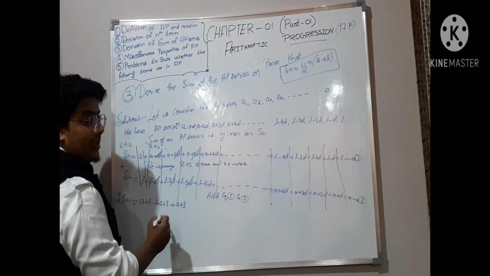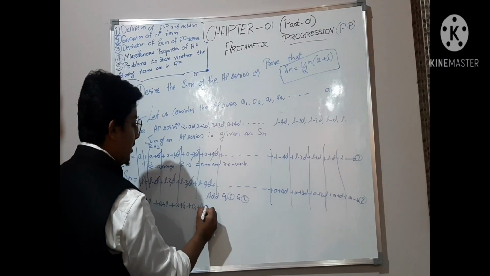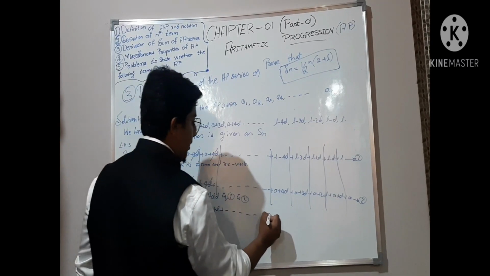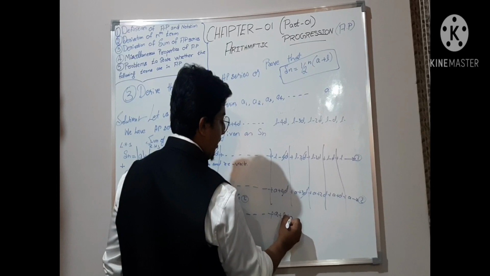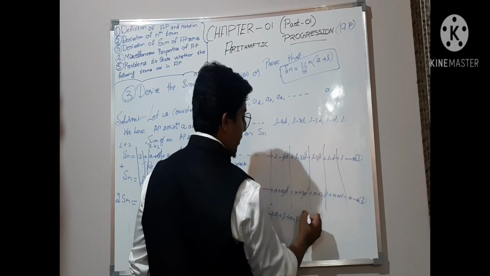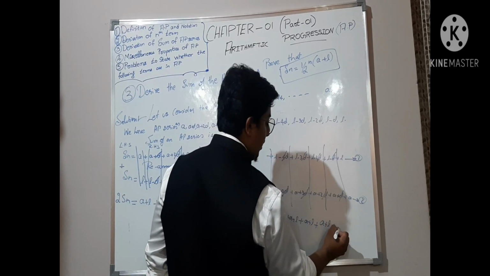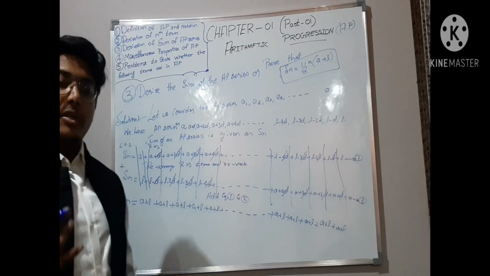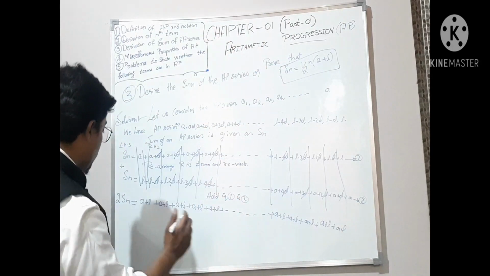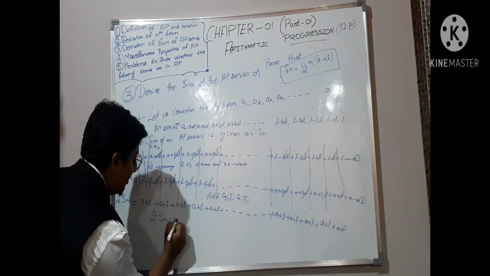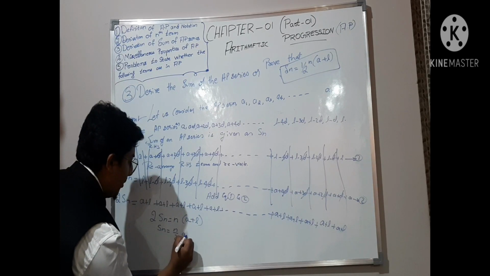Plus 3D minus 3D get cancelled. We have A plus L. Plus 4D minus 4D get cancelled. We have A plus L. Similarly, here we have minus 4D plus 4D, A plus L. Minus 3D plus 3D, A plus L. Minus 2D plus 2D, A plus L. Plus 2D minus 2D, A plus L. Since we have n terms in the arithmetic progression series, A plus L repeats n times. So we can write 2Sn is equal to n times of (A plus L). Therefore, Sn is equal to n by 2 into (A plus L).